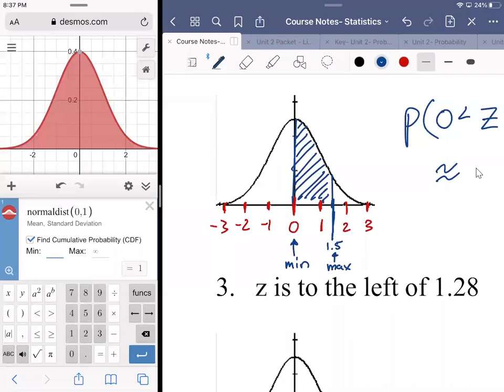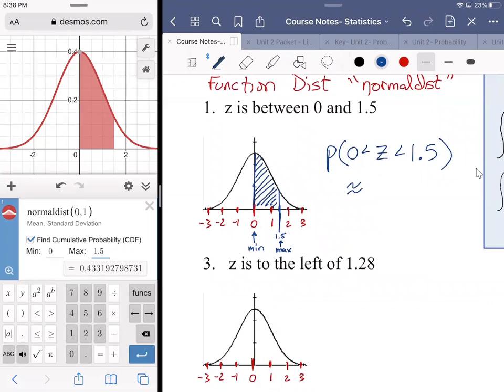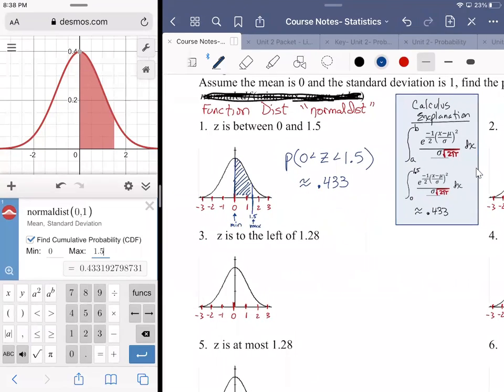So what I would do is I would just type in here 0 and 1.5. And you see that not only does it spit out the answer, this one is a little better than the one that I did with the calculus. It even gives you the shading. And that's really all there is to it. So look at all that calculus that we avoided just by knowing how to use the Desmos calculator a little bit.